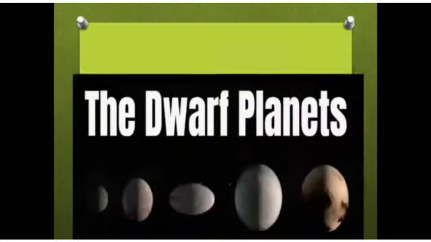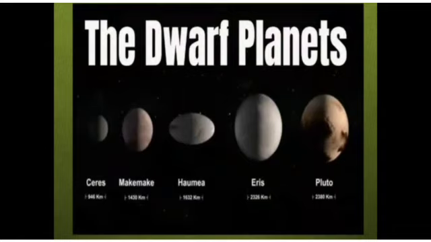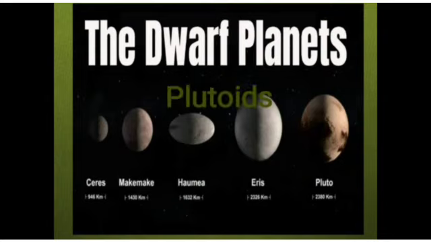Now we will study dwarf planets. Dwarf planets is the latest name for Plutoids. Plutoids or dwarf planets are the smaller planets which orbit around the Sun. Now, you used to study Pluto as the ninth planet of the solar system, but now it is considered a dwarf planet.